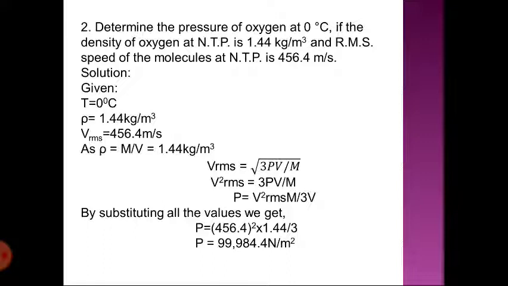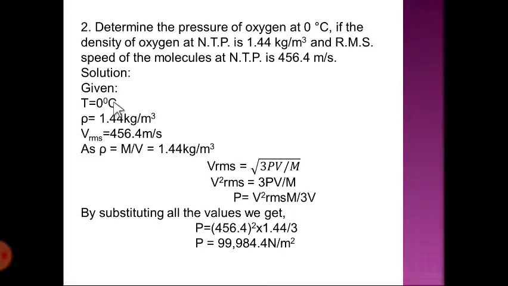We are going to find out the pressure of oxygen whose temperature is given, whose density is given, and RMS speed is given. By the given things you will come to know what formula we have to use. We have to use the formula for RMS. So let's see what the given things are. These are the given things.